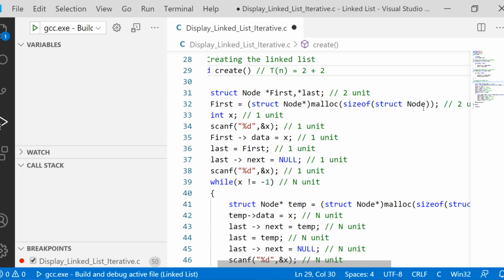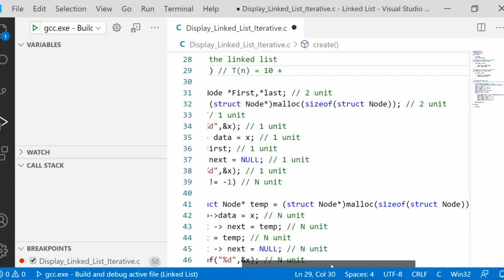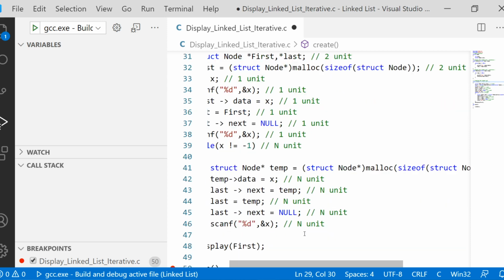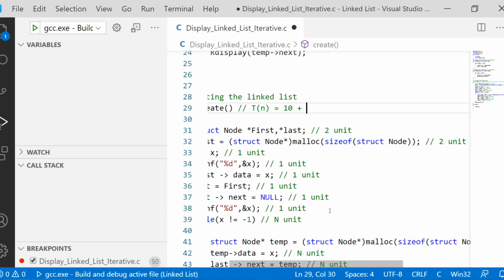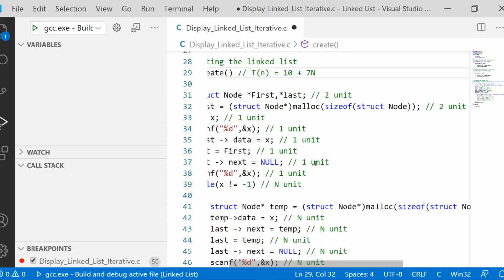So 6 already here, 2 plus 2 is 4, 6 plus 4 is 10. So 10 units of time, plus coming here, n units, then again here also n units. So 1, 2, 3, 4, 5, 6, 7. So 7n. If you add together, you will be getting 7 multiplied by n. So 10 plus 7n units of time is completely taken.